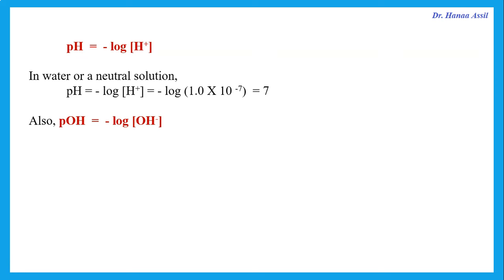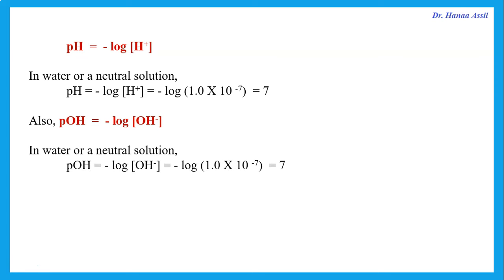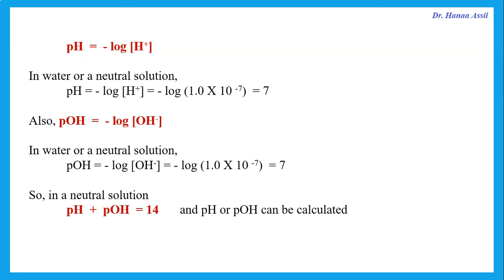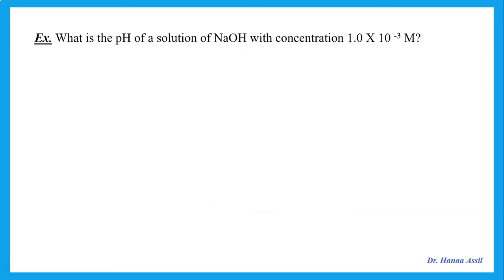Now, pOH is minus log of concentration of OH-. And you should realize again that pOH is minus log concentration of OH-, and we said the concentration of OH- is the same, 10 to the minus 7. Minus log of that is 7, and that means if I have pH plus pOH, the total is 14.